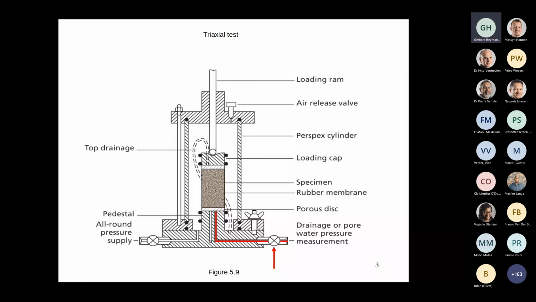Now, you would have noticed there were many ifs, at least 5 ifs. So many things need to be in our favor before we can consider doing this test. To make a long story short, the only time that we can do an unconsolidated undrained test is if it is a clay sampled from below the water table. In other words, starting fully saturated. That is the only time that we can do an unconsolidated undrained test.